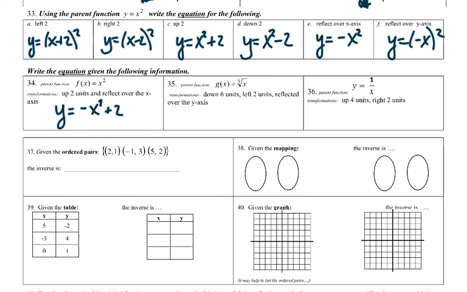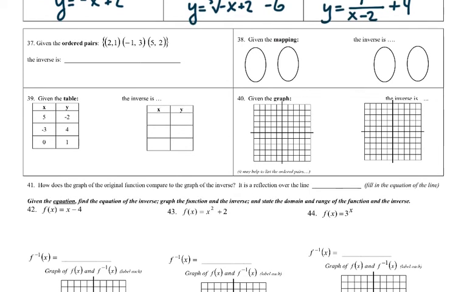Here, this cube root function, down 6, left 2 reflected over the y. So it would be cube root of negative x, left 2 plus 2, and then down 6. And then here, if I want to go up 4 and right 2 is x minus 2, and then up 4. Perfect.